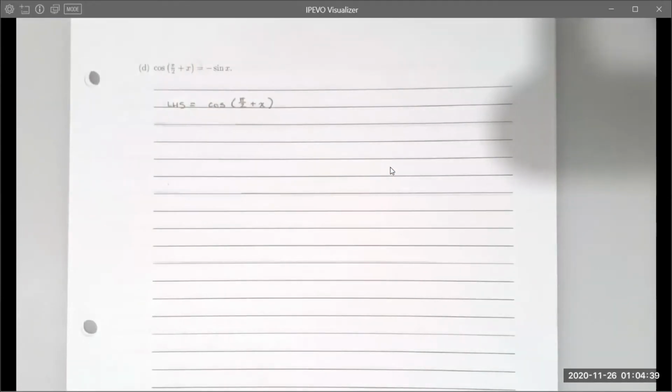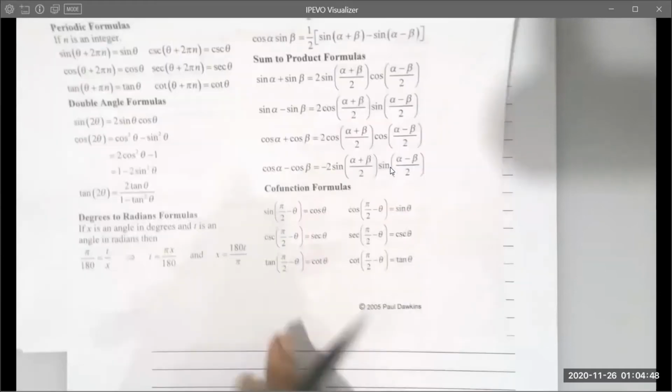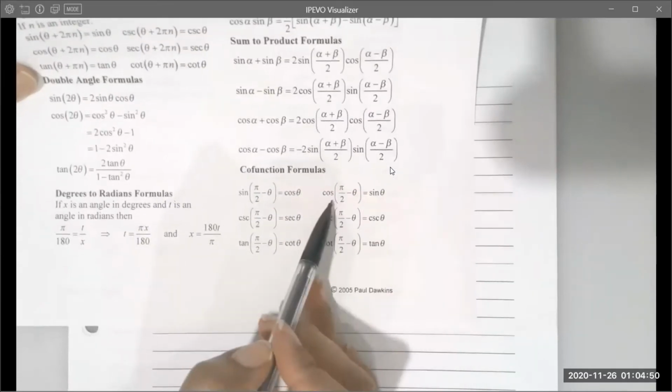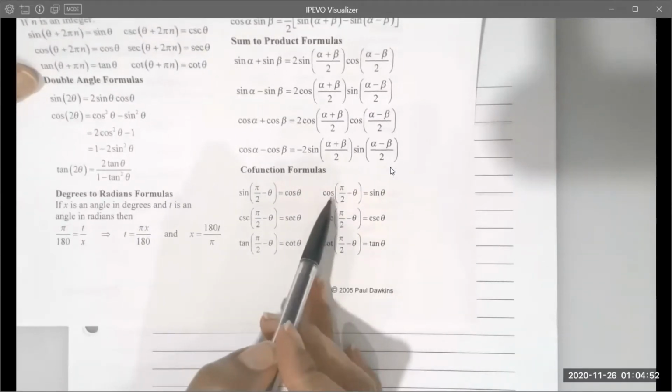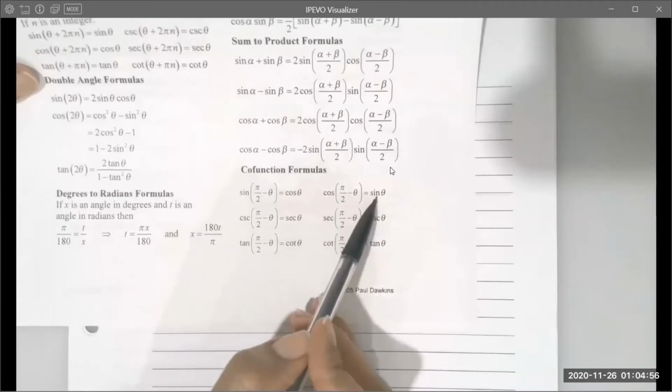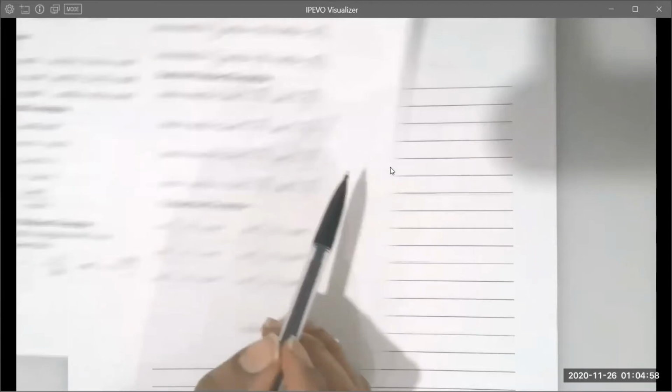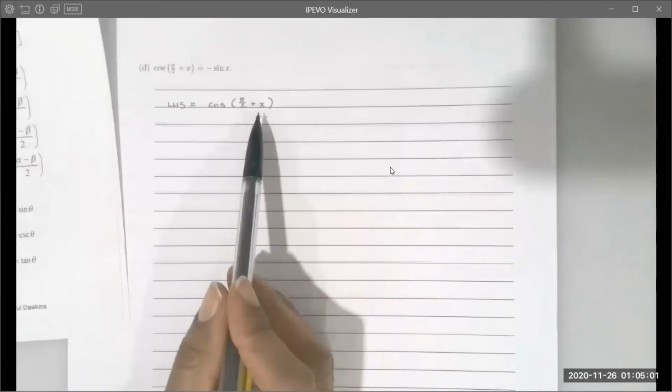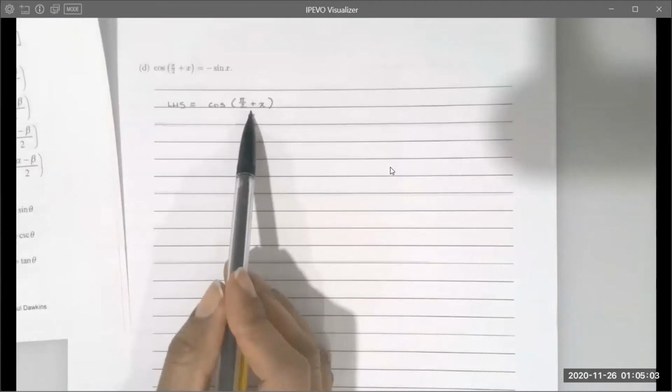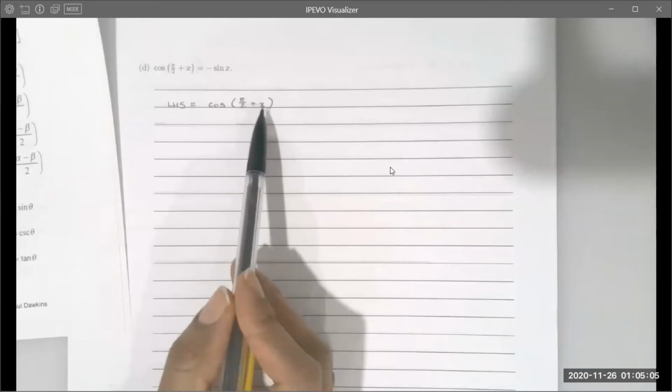All right, and there's more than one way to approach the problem. In this case, I'm taking a look at the cofunction formulas, which actually look very similar to what we have. There's this cofunction formula that reads cosine of pi over 2 minus theta is sine of theta. So the only difference between that formula and what we have is the plus, right? We have a plus instead of a minus.